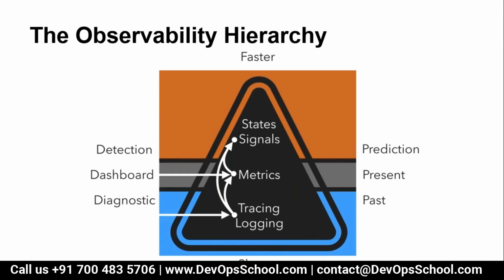You can see the current status of metrics on a dashboard, which is happening now, in the present. And you can also detect issues and states through signals, metrics, and logs, and predict the future also. So all of this, from the slower to the faster, you can get done in the observability hierarchy.